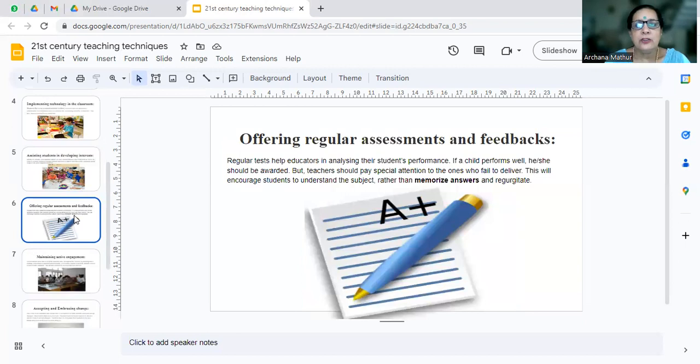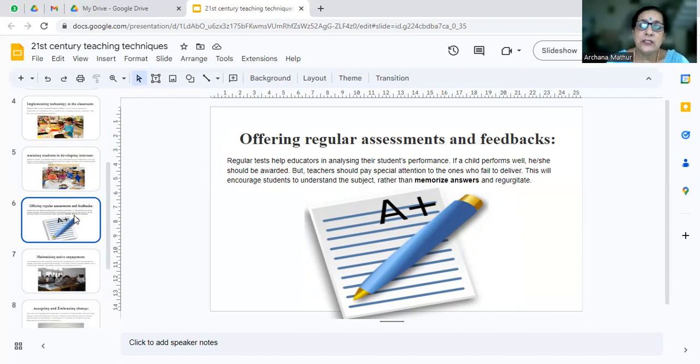The next is offering regular assessments and feedbacks. I being a homemaker, I know that if I make something, if I cook something, I try to taste it before presenting it to my family. Similarly, in education or in teaching and learning, it is of prime importance that the educator analyzes and assesses the performance of a child and also takes his feedback or her feedback.